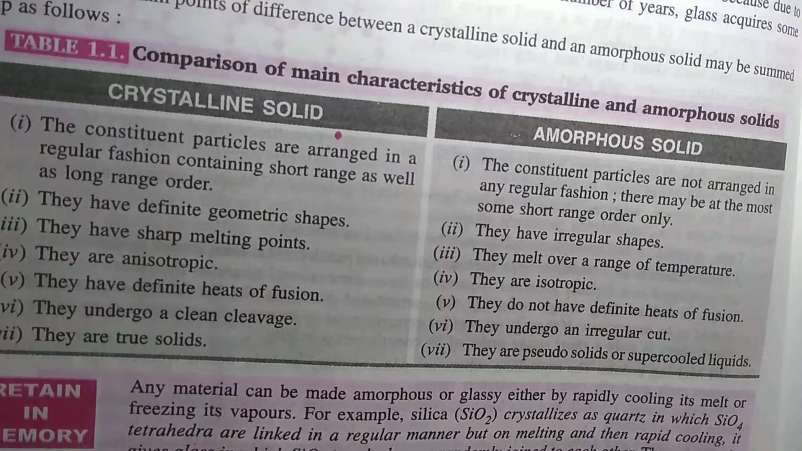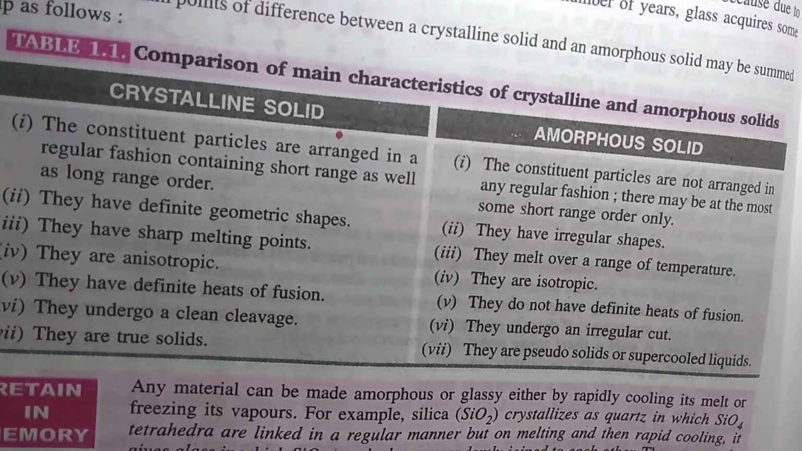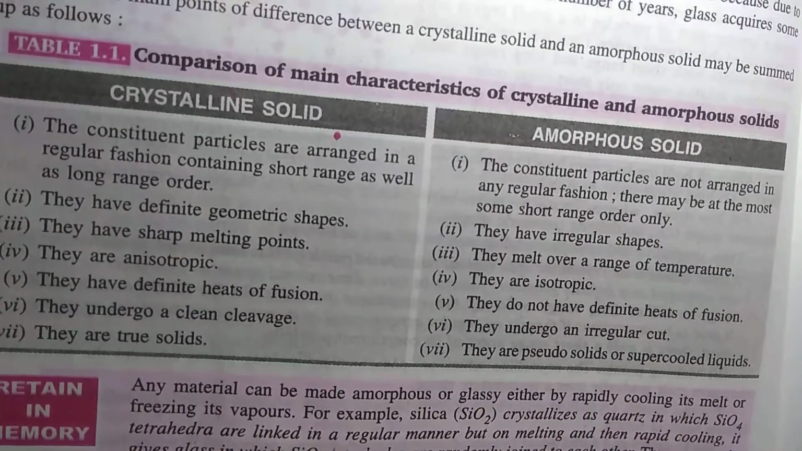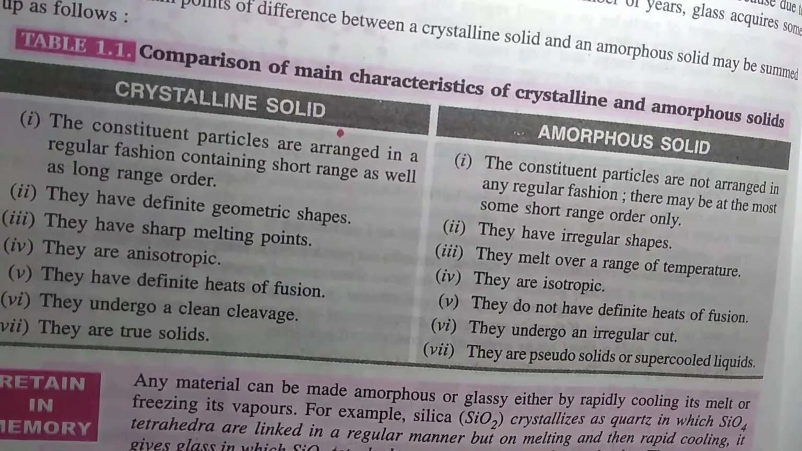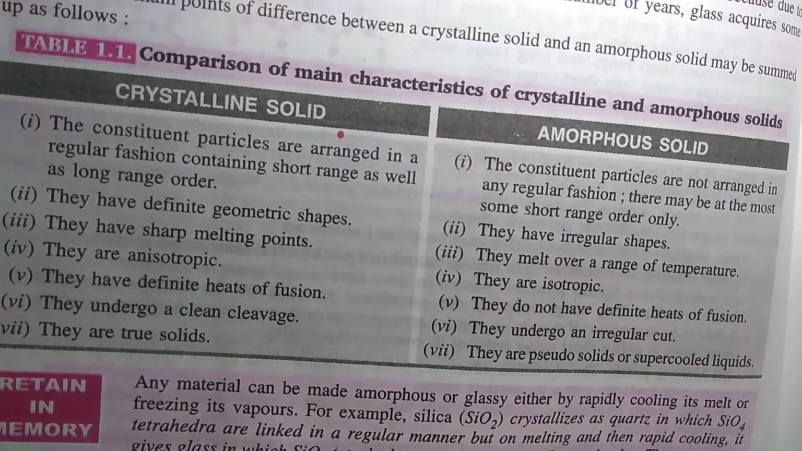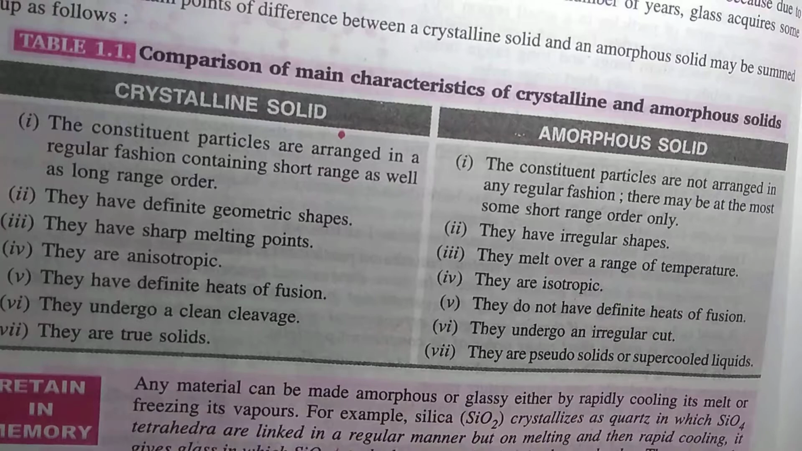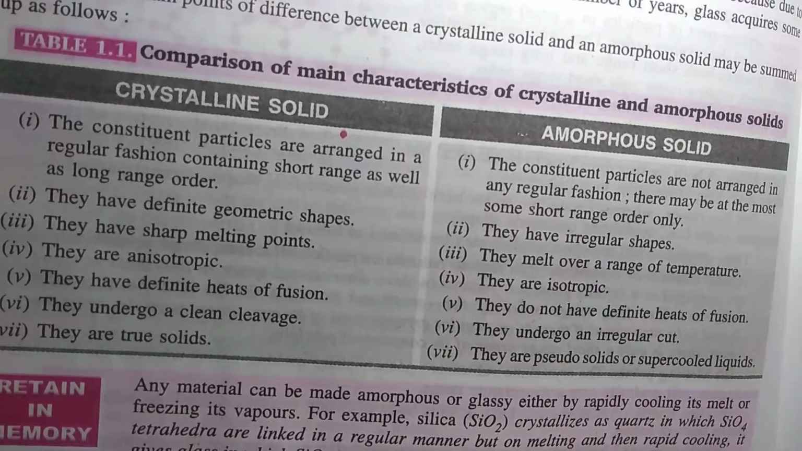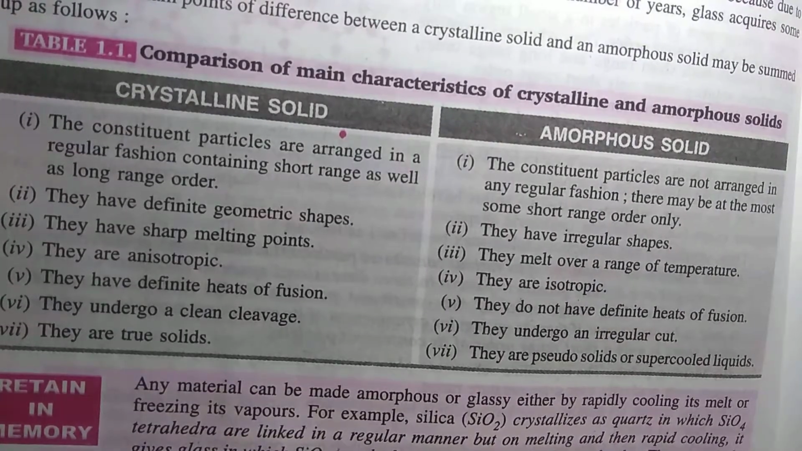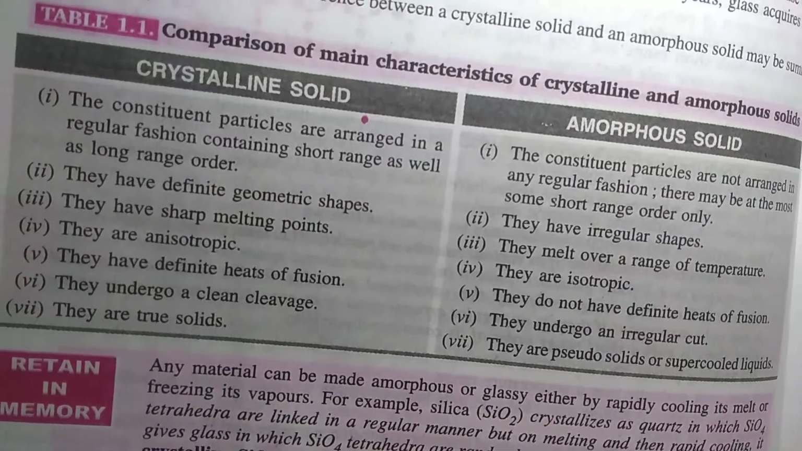Crystalline solids are called true solids, whereas amorphous solids are called pseudo-solids. They appear as solids, but they are not true solids. Or you can also call them supercooled liquids, like that of glass I was telling you. They are supercooled liquids, right? Now let us see the classification of solids in terms of intermolecular forces.